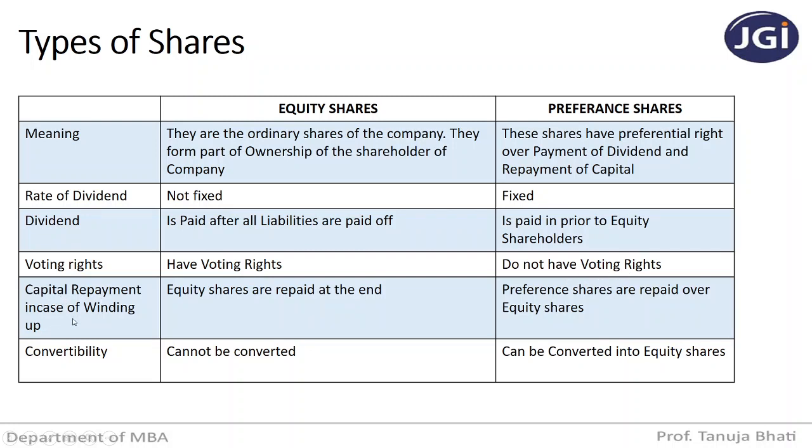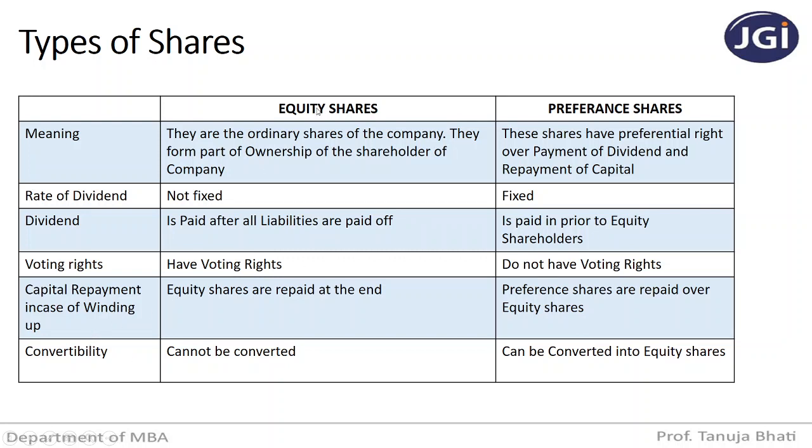Capital repayment in case of winding up. When the company is winding up, whatever capital or money is invested by the equity shareholders is repaid at the end, after the repayment of all the liabilities and after the repayment of all the money to the preference shareholders. The last repayment is made to equity shareholders. But in case of preference shareholders, preference shares are repaid over equity shares.